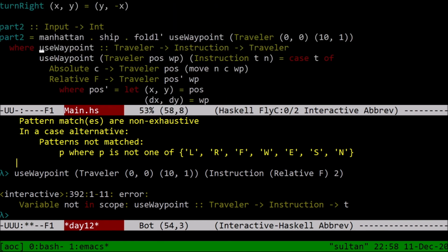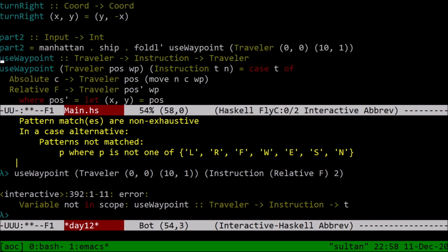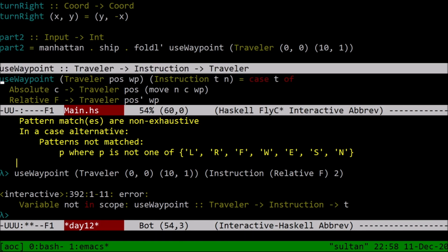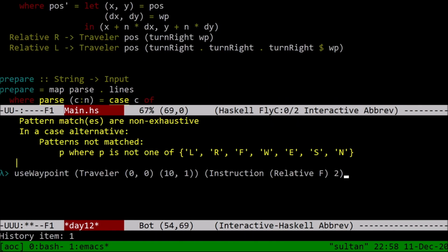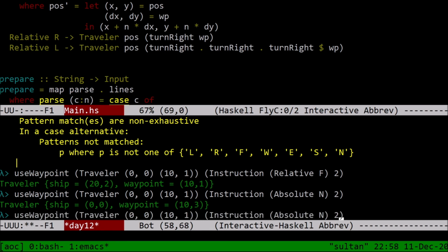All right, you know what? Forget that. We're moving it out. There you go. How do you like them apples, Haskell? And it says we're now at 22 with a waypoint of 10, 1. This looks right. So relative f is working. And what if we said absolute n 2? That looks right. We left x alone and we made y go up.